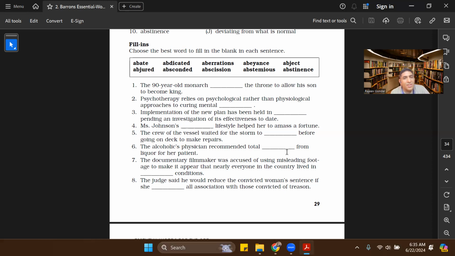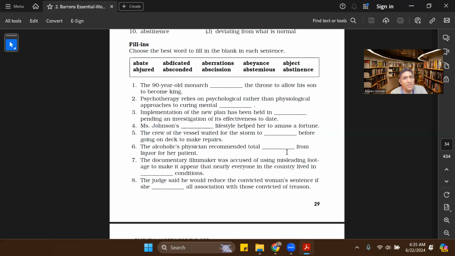Miss Johnson's dash lifestyle helped her to amass a fortune. So she was not indulging in pleasures. That's why she didn't spend a lot, and she amassed a fortune. So that should be abstemious, right? Not indulging in pleasures.